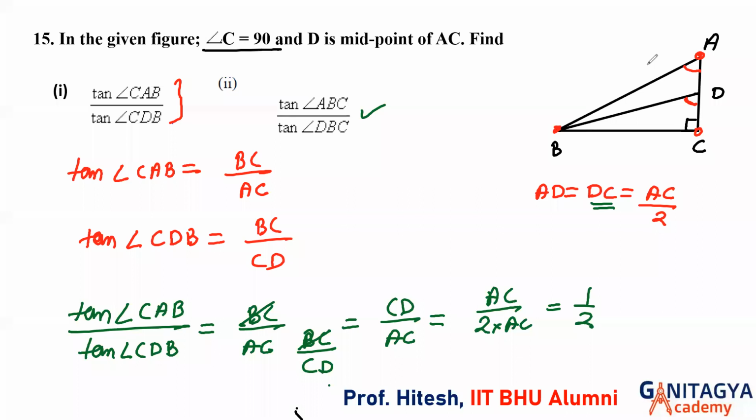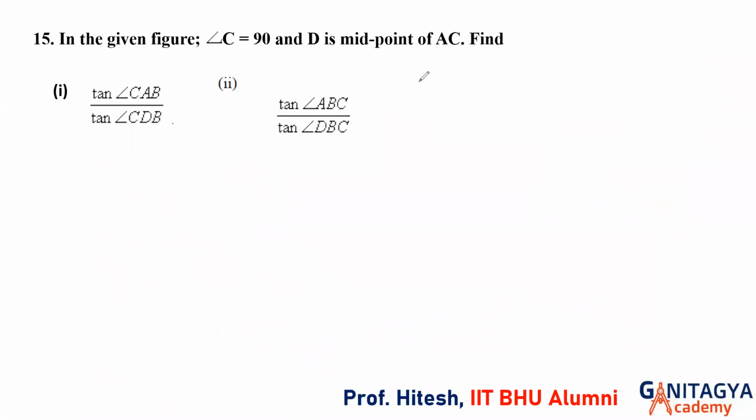If first one done, then find out second also, that is triangle ABC. First the bigger angle ABC, and then DBC means this angle, this one and this one. Okay, so this is done. Now let me move to second one.